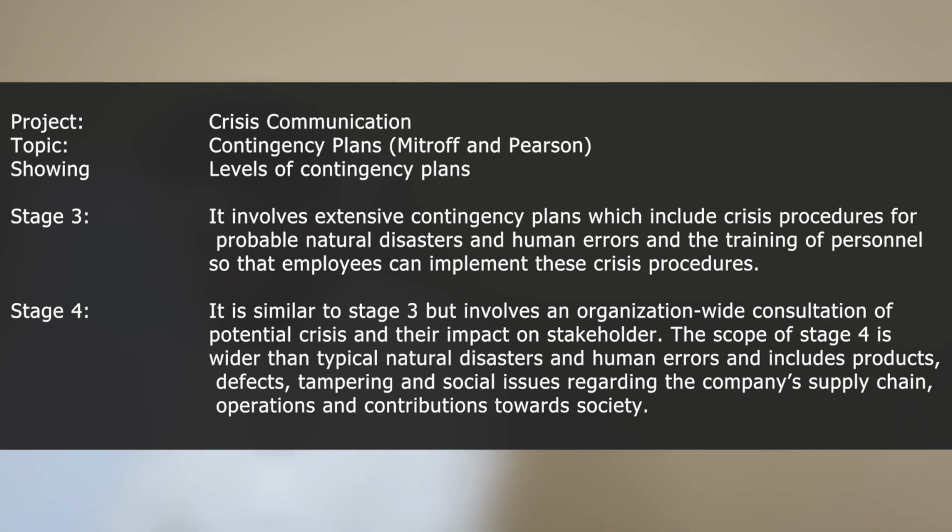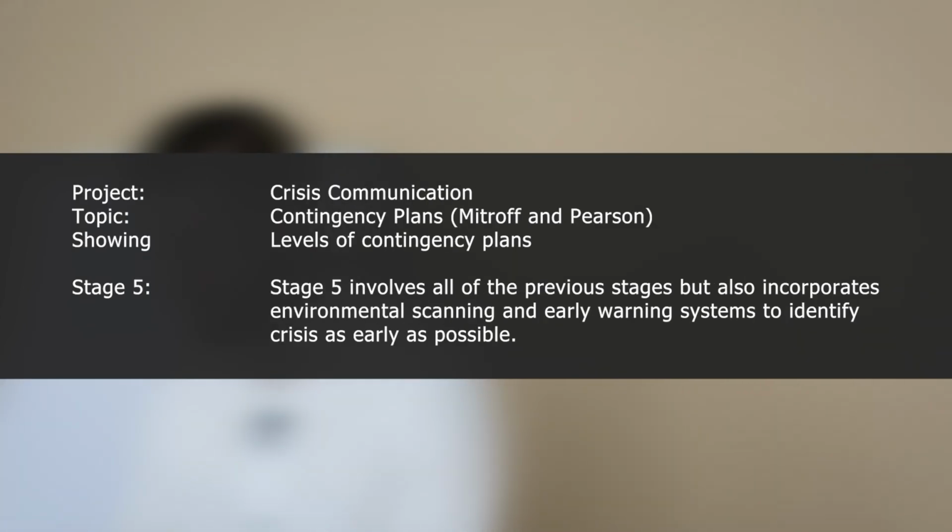Stage 4 is similar to Stage 3 but involves an organization-wide consultation of potential crises and their impact on stakeholders. The scope of Stage 4 is wider than typical natural disasters and human errors and includes product defects, tampering, and social issues regarding the company's supply chain operations and contributions towards society. And finally, Stage 5 involves all of the previous stages but also incorporates environmental scanning and early warning systems to identify crises as early as possible.